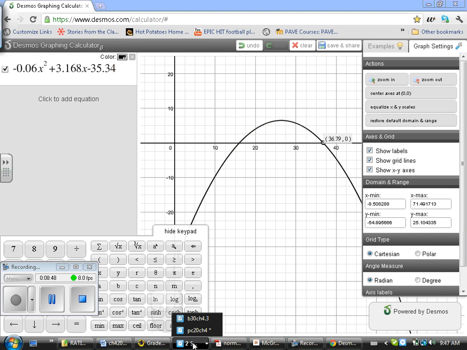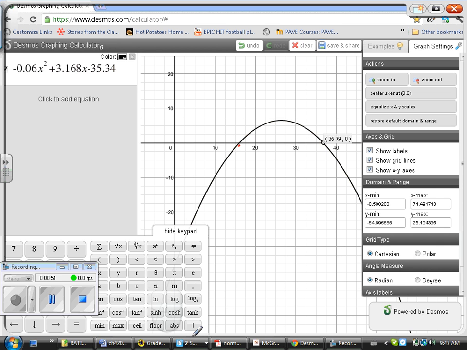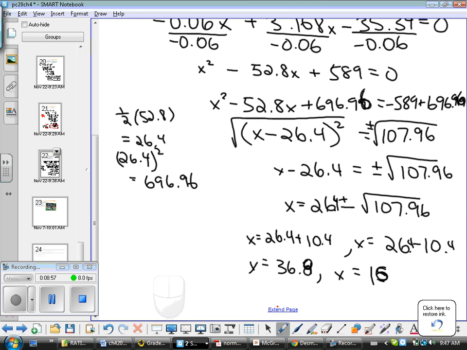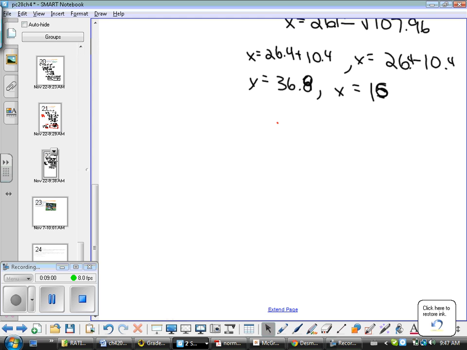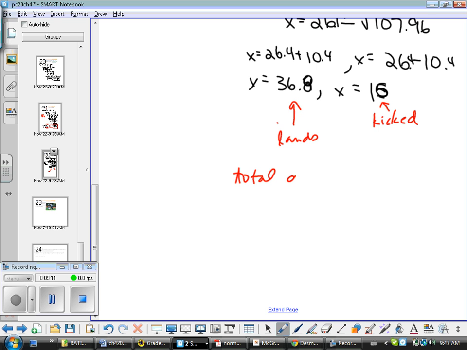So our total distance traveled from when it goes up and when it comes down. Hang on, I'm just going to put this on here. Okay, so here's what we want to say here. Okay, this is where it lands. This is where it's kicked. Okay, so total distance is 36.8 minus 16, or 20.8 meters, right? Meters? Okay, yep, 20.8 meters before it hits the ground. That's B. Okay.